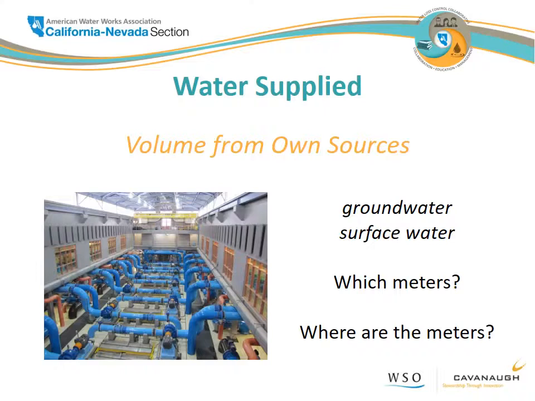So one of the first things we encourage you to do in determining water supplied is simply mapping out where are your meters, what volumes do they track, what types of meters are they, and how are they set up. That's a great first step.